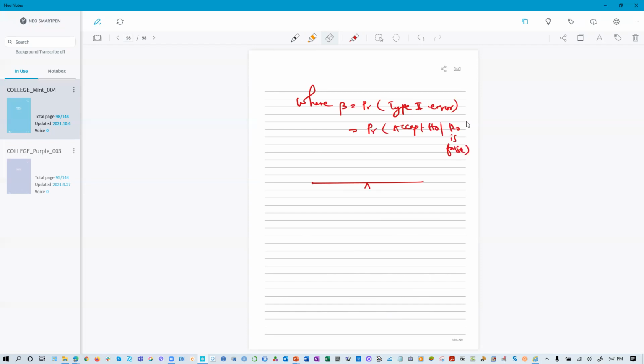Then the power and size should be balanced on a fulcrum. See, power and size: when you increase the size, power goes down, and when you decrease the size, power goes up, and vice versa. This is the power. If this goes down, you have to have a balance.